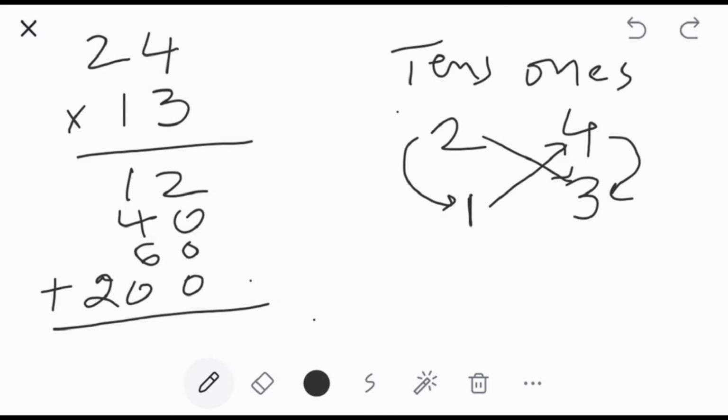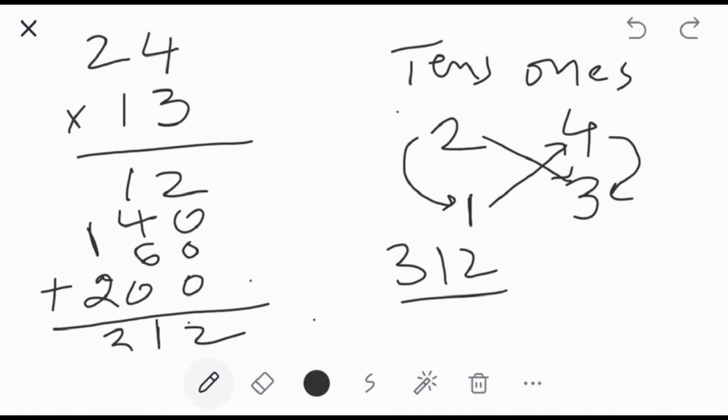Now I'm going to add these 4 numbers. 2, 6 plus 4 is going to be 10, plus 1, 11, 1 and 1 to be carried on top of 2. So 2 plus 1, 3. So in the video we have seen that it gave us 312. So that's how we are going to reach the solution of this question, and that is 24 times 13.